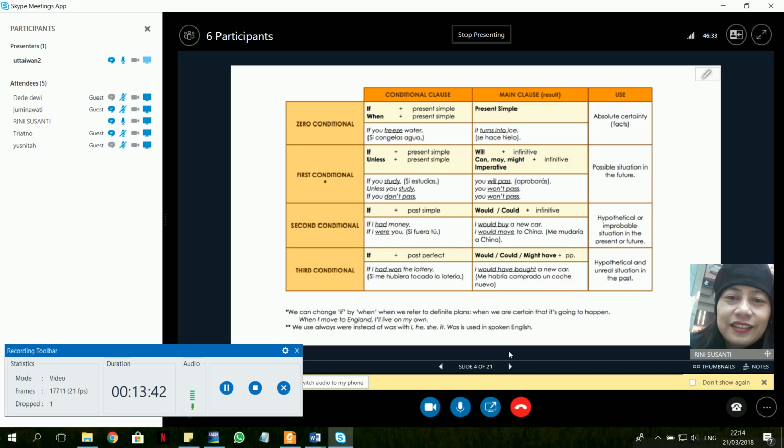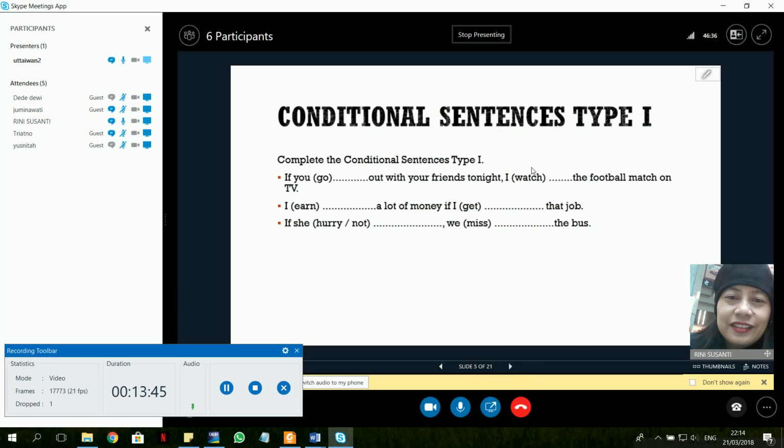Now let's move to the exercise. First, I have 3 sentences and I need your help to answer these 3 sentences. Okay, anyone willing to answer question number 1? Anyone who can join with us and answer question number 1?